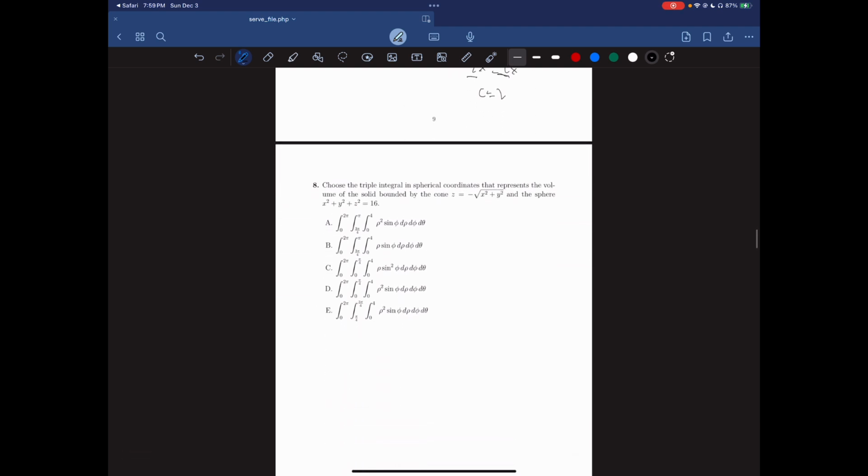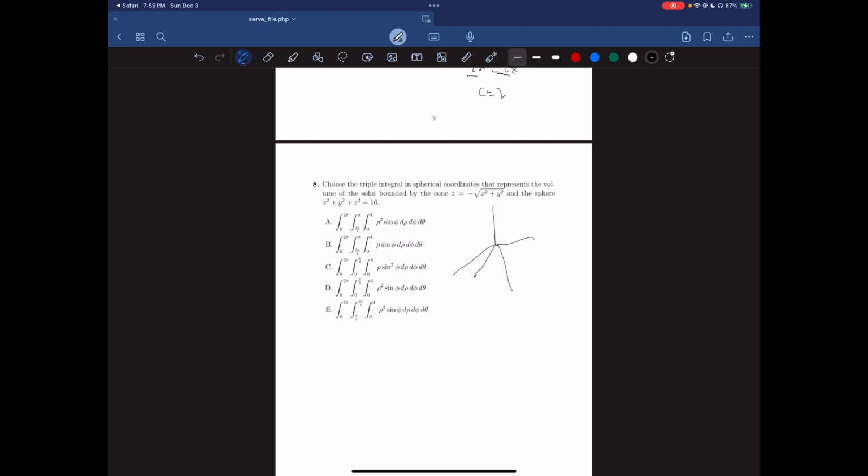Number 8, choose a triple integral in spherical coordinates that represents the volume of the solid bounded by the cone z equals negative square root of x squared plus y squared and the sphere x squared plus y squared plus z squared equals 16. Okay, so I think it really helps to draw it out just to begin these.